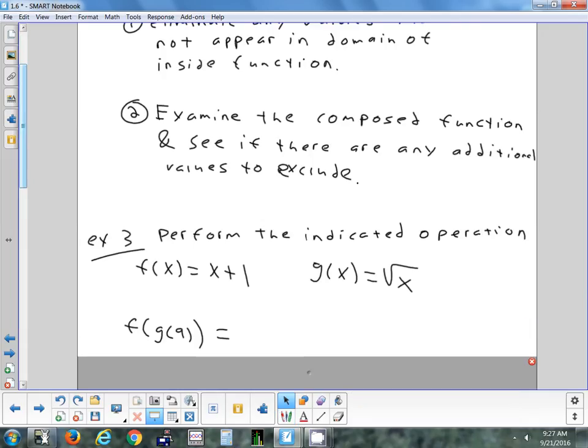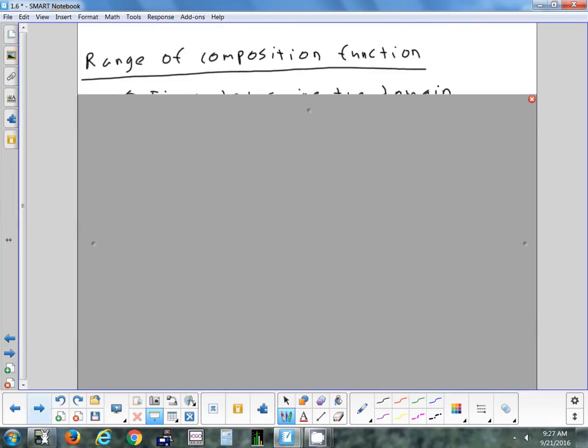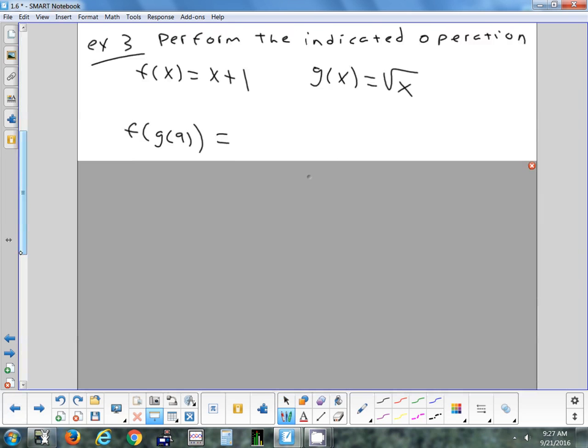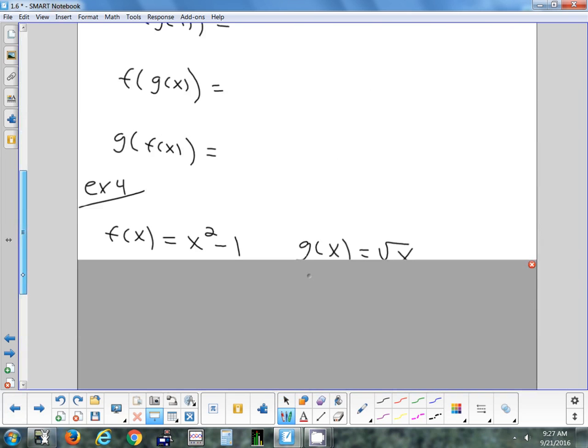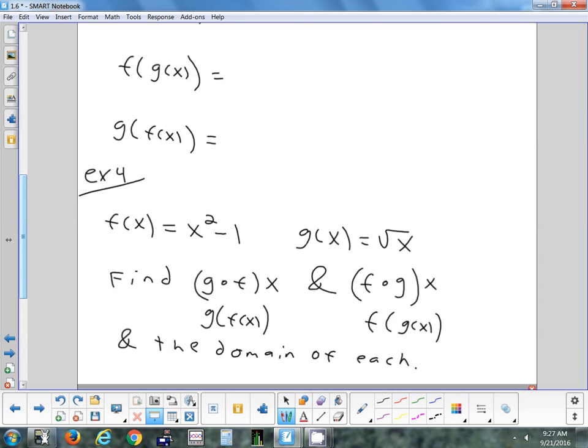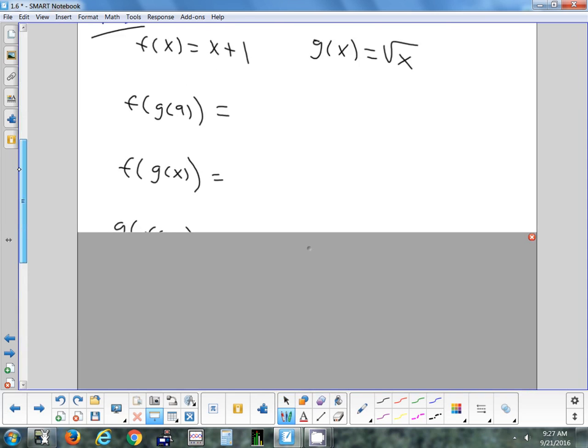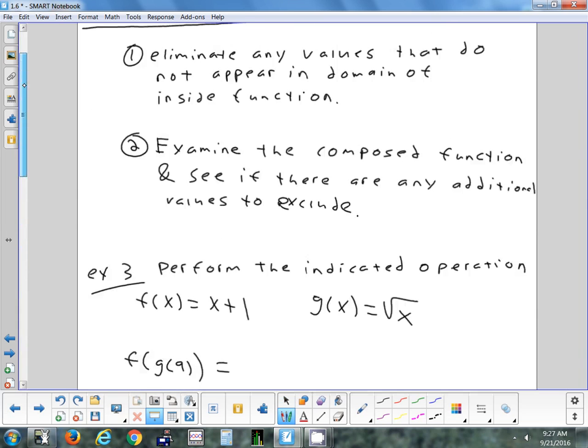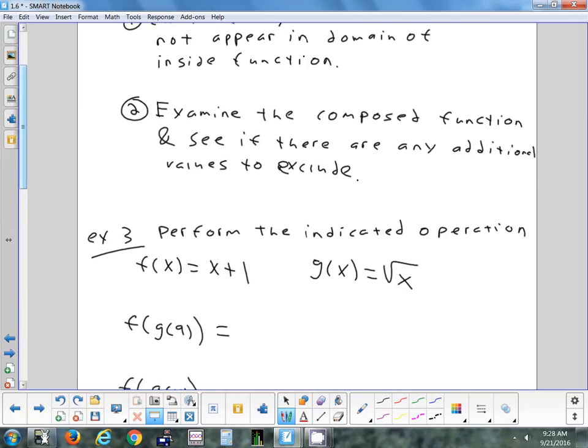All right, so just to practice with composition a little bit more, and then we'll get to one where I actually have you find domain and range. I think I have one in a second. Yeah, find domain and range. Let's just practice with even just plugging in a number. Let's practice finding f of g of 9.